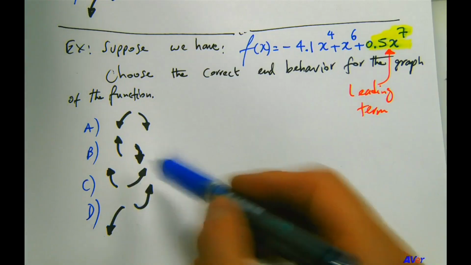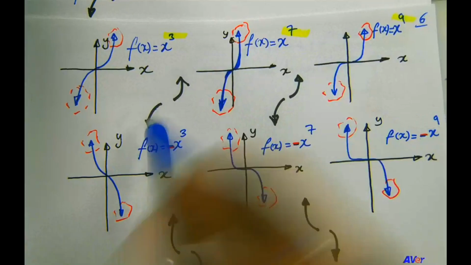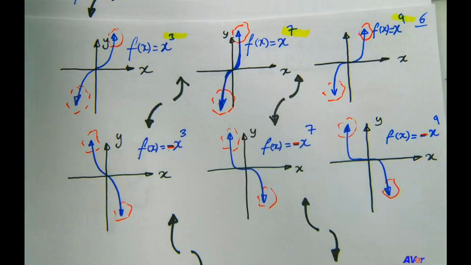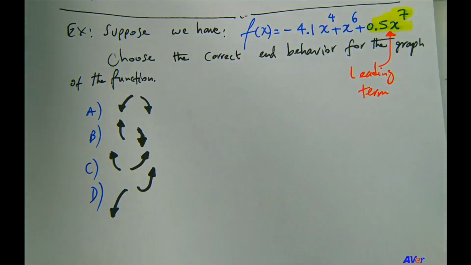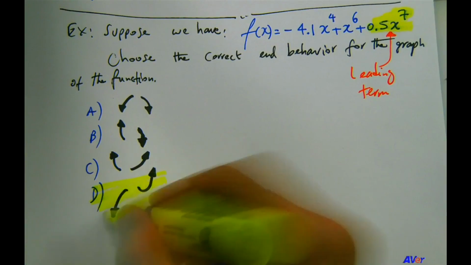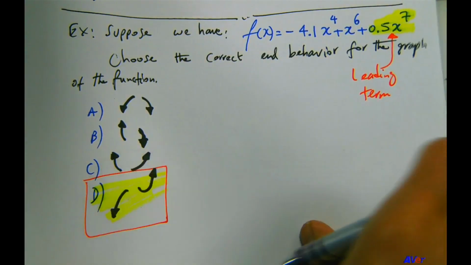So between B and D, with positive coefficients, the left end is pointing down and the right end is pointing up. And that would be D, right? So it's this one. Okay, so this would be our choice. So this is the concept of end behavior of a graph.